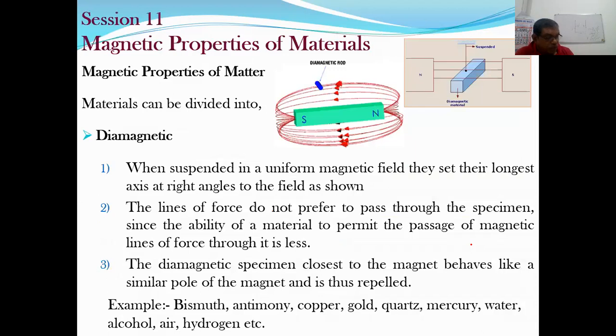Now, so far we are talking about the magnetic properties of some materials. There are three categories of magnetic properties. What are those? Anybody? Has somebody gone through this lesson material? Nobody.